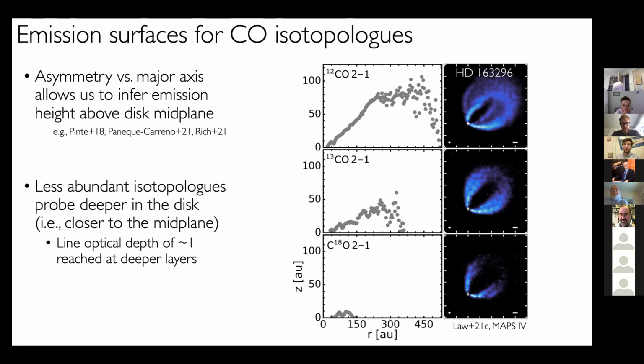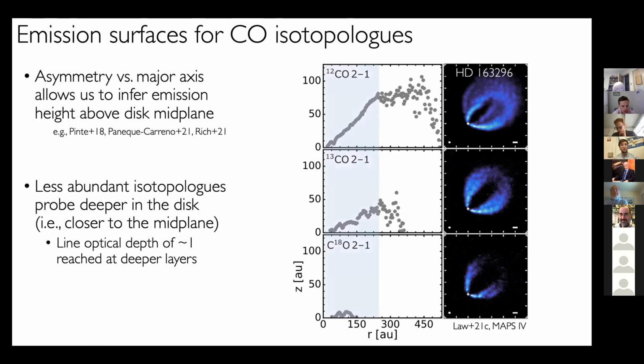And this can be understood in terms of the abundance of these isotopologues. The surfaces we're looking at are the tau equals 1 surface. And so as you move from the more abundant isotopologues like 12CO to 13CO to C18O, the tau equals 1 surface gets closer and closer down to the disk midplane. And we can use this fact to basically map out the two-dimensional structure of this disk.